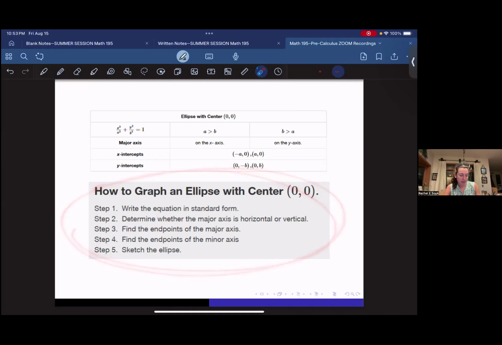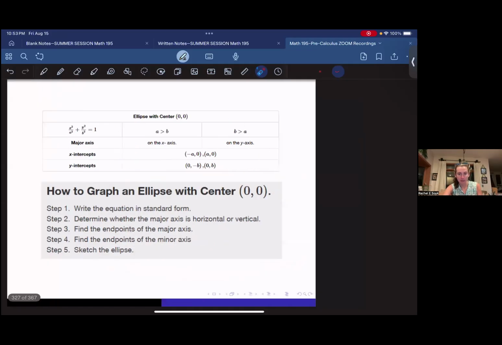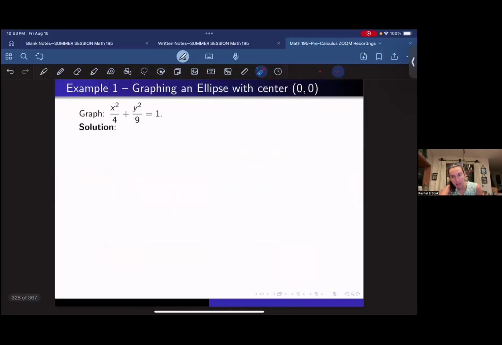And so there are 5 steps with graphing an ellipse, but I think it's better if we go through it step by step looking at a concrete example. So this brings us to our example 1, where we are asked to graph this ellipse. x squared over 4 plus y squared over 9 is equal to 1. So let's write out our standard form.